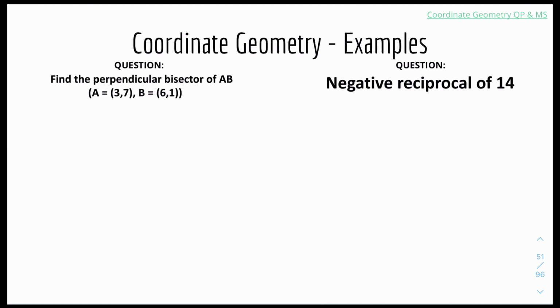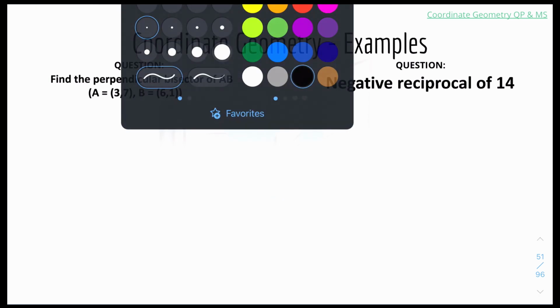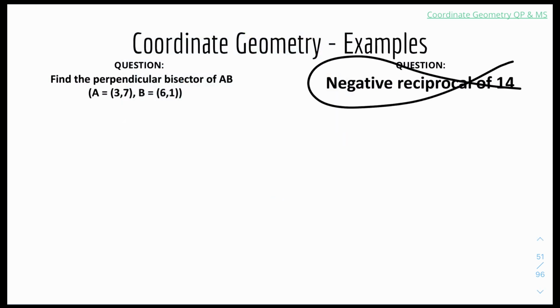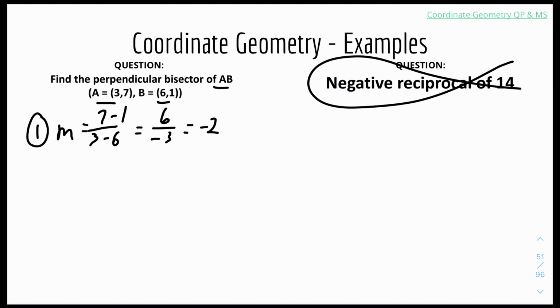And lastly, here's a last question, because this question right here is repeated, just ignore this. Find the perpendicular bisector of AB. So we have A and B. Remember, the first thing to do is to find the gradient and negative reciprocate it. The gradient will be 7 minus 1 over 3 minus 6. 7 minus 1 is 6, and 3 minus 6 is minus 3, which gives minus 2. You negative reciprocate it to get 1 over 2.